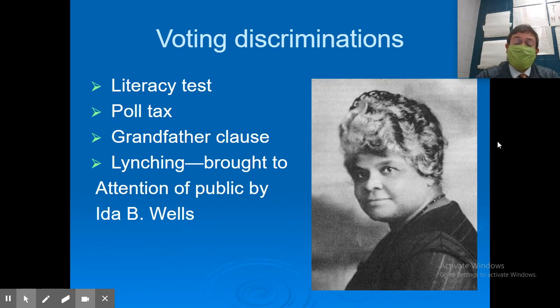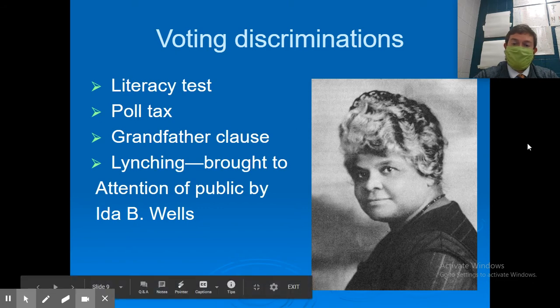There were a lot of voting discriminations. They tried to prevent African Americans from coming out to the polls, which they did with a poll tax. A lot of times they did it with a literacy test, a grandfather clause, or through intimidation like lynching, which was brought to the attention of the public by Ida B. Wells, who is this one right here, who is an activist.